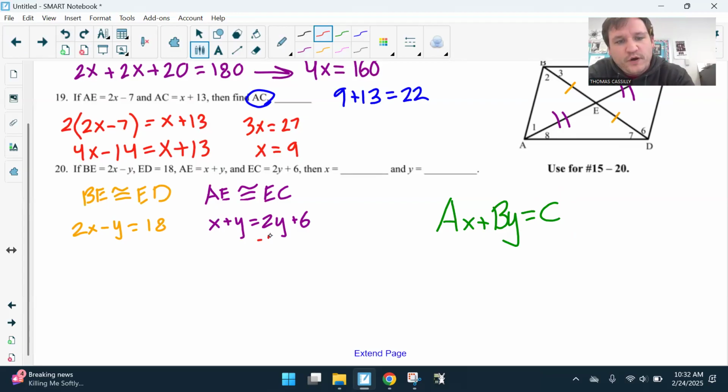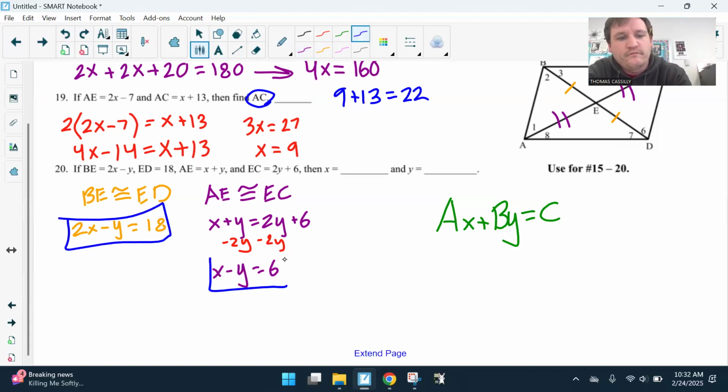So if we look at this purple one, I'm going to go ahead and subtract the 2y on both sides. And what we have is x minus y equals 6. All right? So now we can take both of these equations and stack them on top of each other. This is our system of equations here. So we have 2x minus y equals 18. And we have x minus y equals 6.